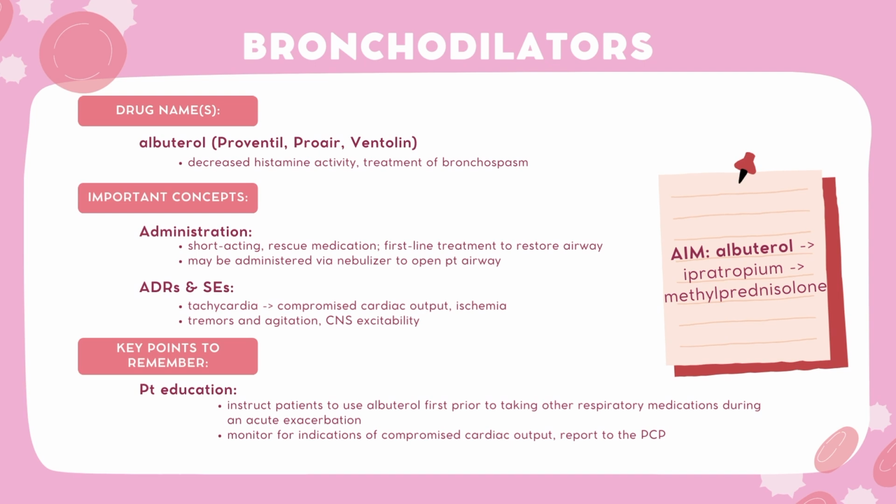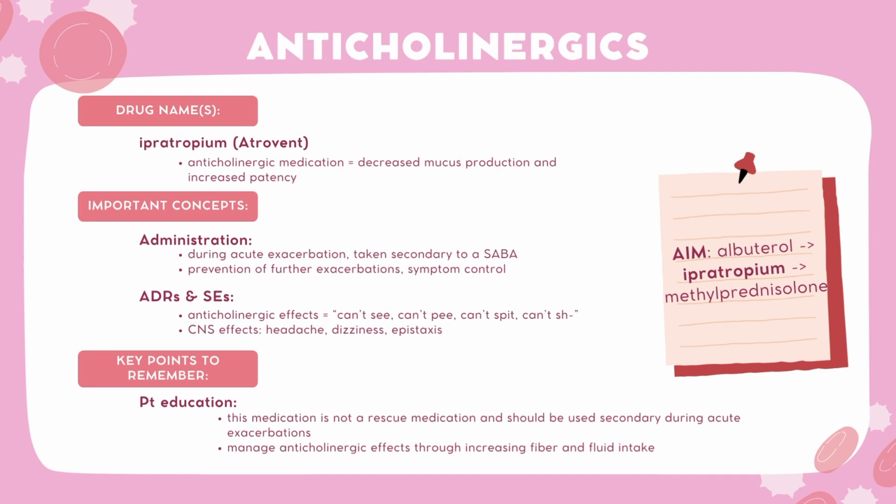Our NCLEX nugget is to keep the acronym AIM in mind when thinking about our response to asthma attacks. Albuterol, then ipratropium, then methylprednisolone. Speaking of ipratropium, let's talk about this inhaled anticholinergic next. This drug acts to dilate and relax the airways, likewise utilizing its anticholinergic effects to decrease mucus production to achieve greater airway patency. This is not a rescue medication in and of itself, but is used in the AIM acronym as a secondary treatment during acute asthma exacerbations.